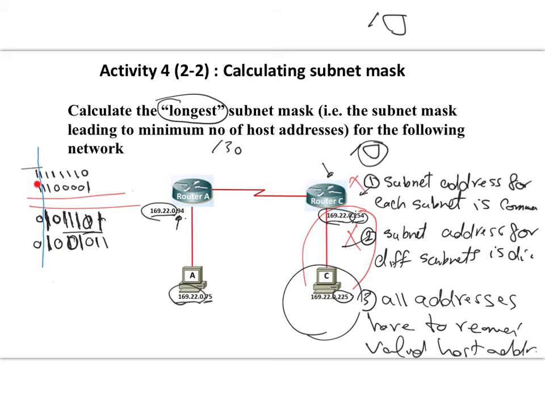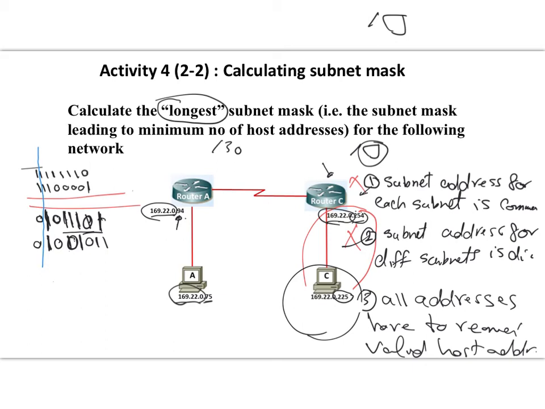Here, this subnetwork address is common because there is 1 and 1, right? So the first question is fulfilled. The 2 subnetwork addresses are different, obviously fulfilled. So when I select 25, all these addresses are still host addresses, so all the 3 conditions are fulfilled. Is this the right answer? No, it's not. Why? In order to verify that it's the longest, try 26, and if 26 doesn't work, then 25 is the longest.